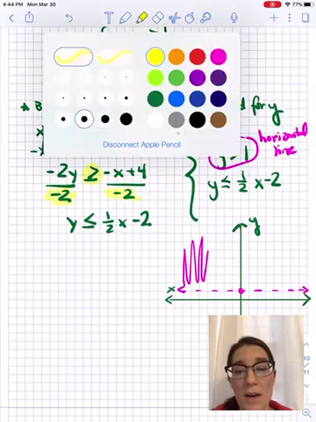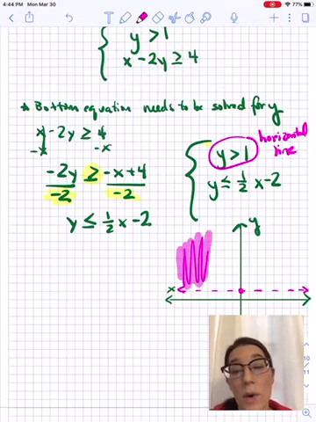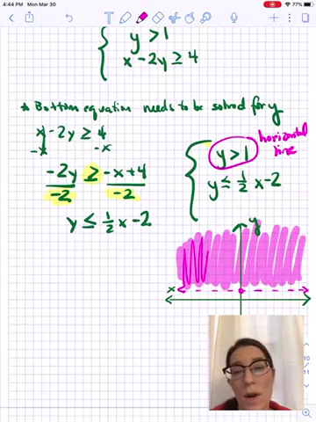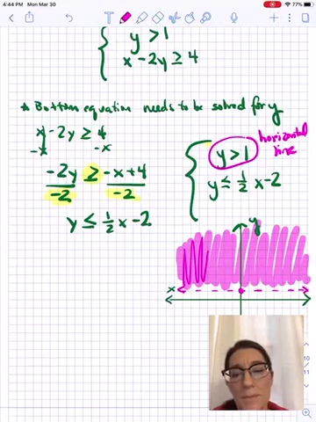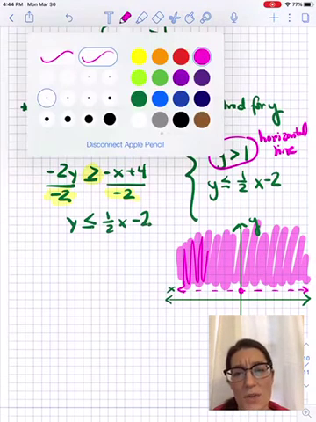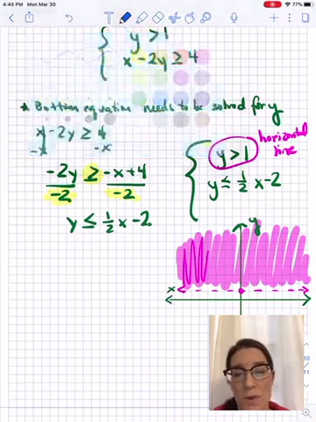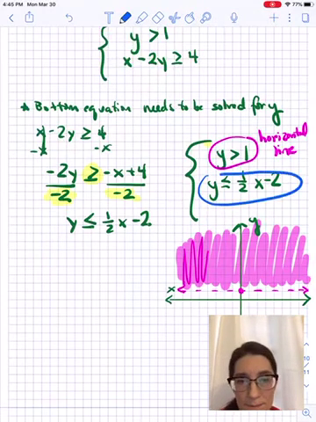If you don't get the above thing, then you could test a point. For instance, I could test 0, 0. When I plug that in, I get that 0 is greater than 1. That is not true, so I would shade on the opposite side of the origin.